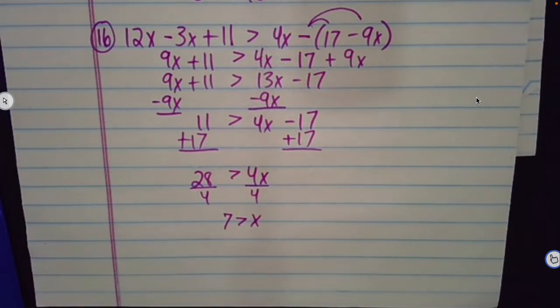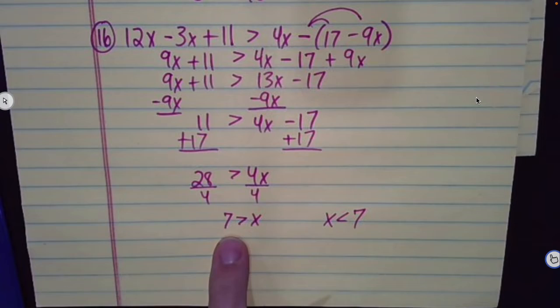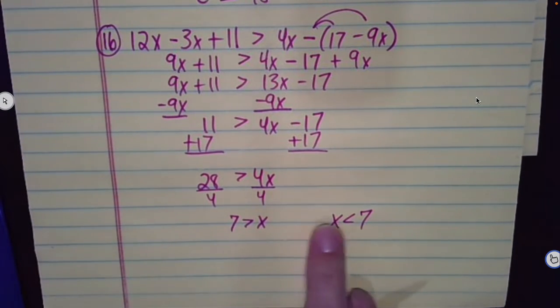Okay? Now, do your answers look like this? No, they have their variable written first. I prefer that as well. So they just flip the whole thing. Read it from here: x is less than 7. X is less than 7. Okay?